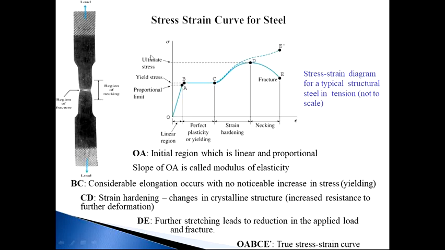When you take a tensile test on the steel bar, the failure pattern is cup and cone formation or neck formation, means one end is like a cup and the other end is like a cone. So that formation is neck formation.